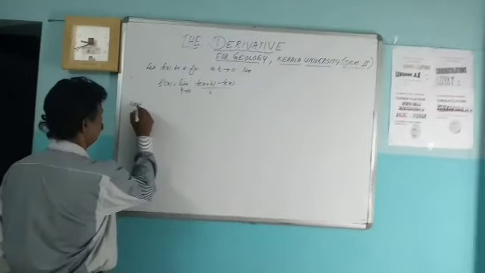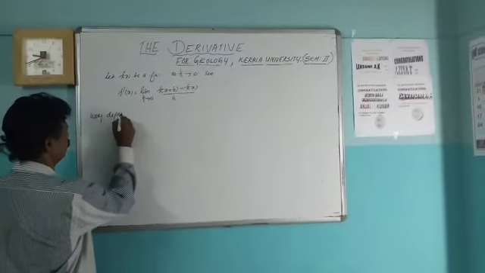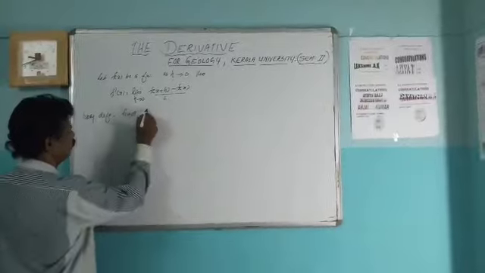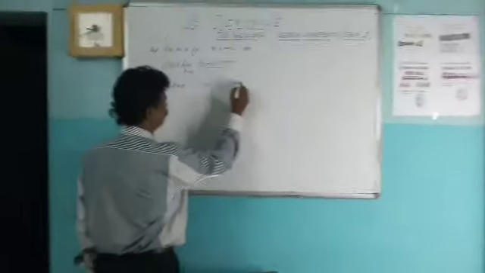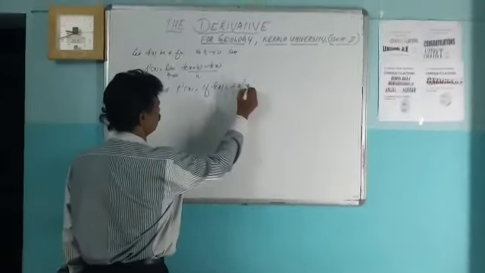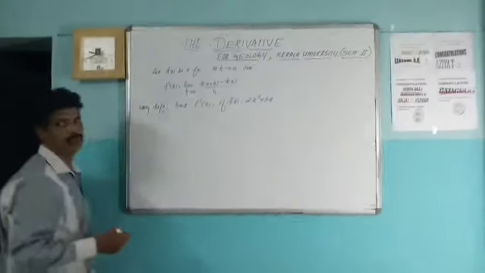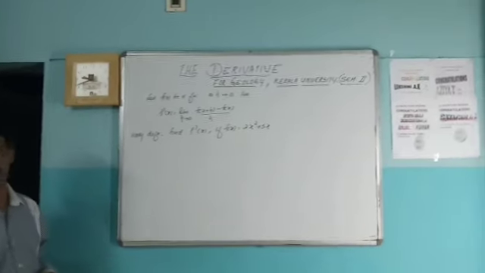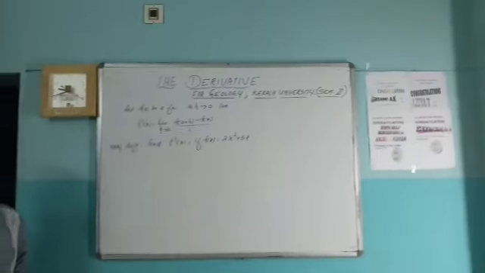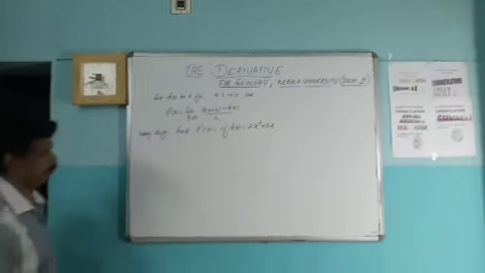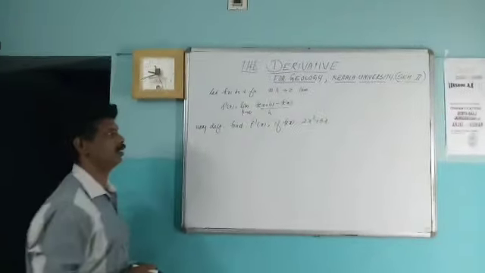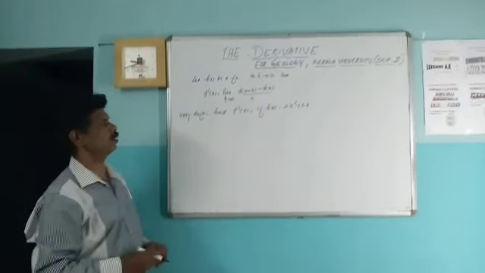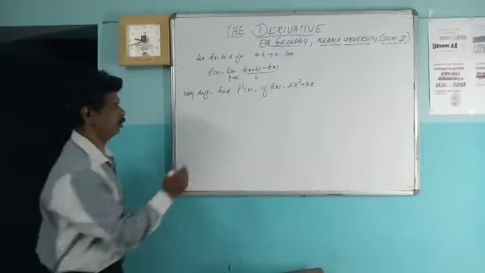First problem: using the definition, find f dash x if f of x is equal to 2x square plus 3x. Definition means f dash x equals the limit as h tends to 0 of f of x plus h minus f of x, by h.